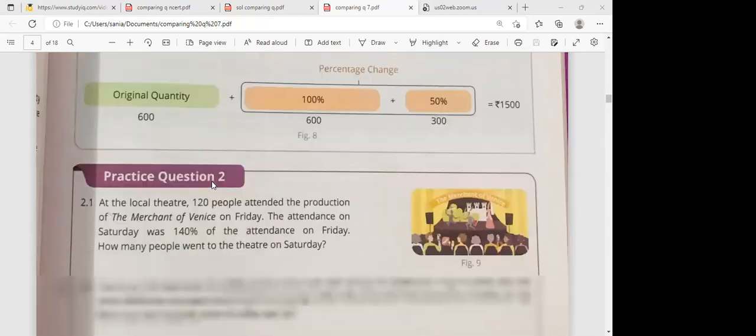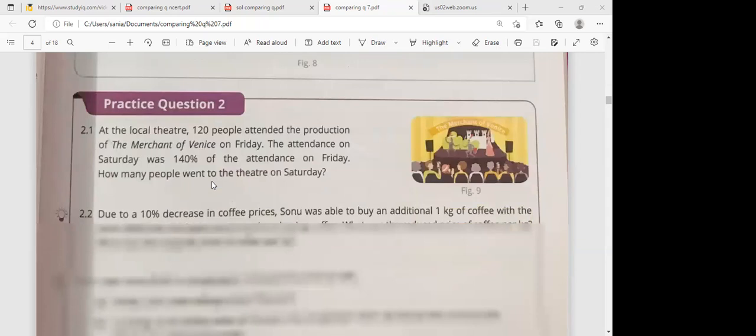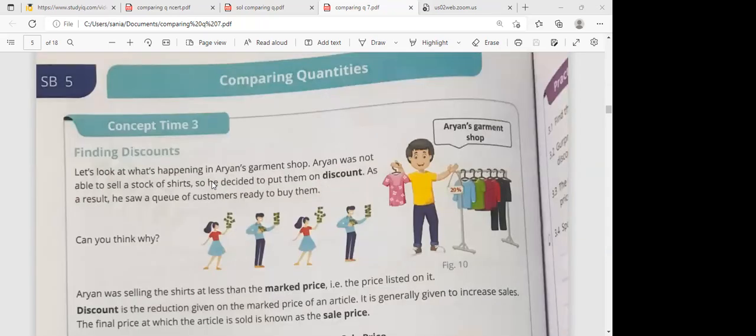Okay. Now coming to this. Finding discounts. Very, very important part. Okay, so let's just start with this.